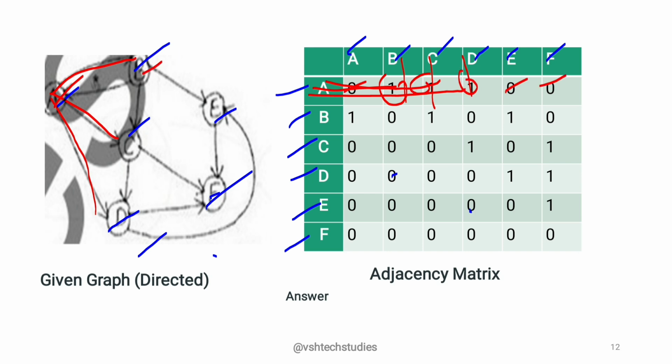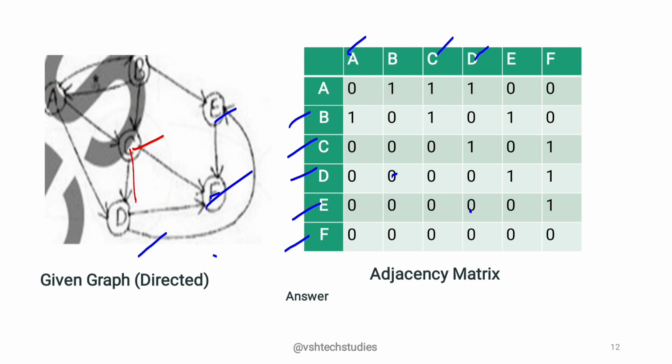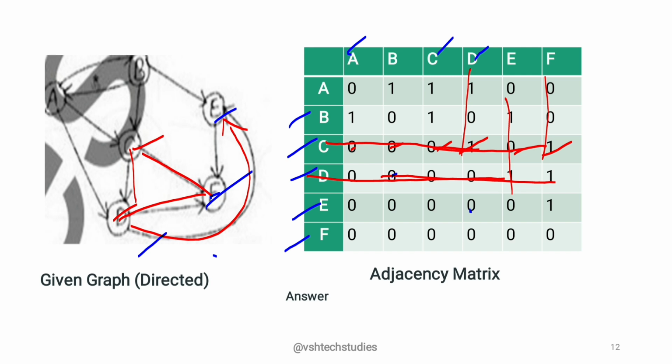Similarly for vertex B, B to A connection is there, B to C connection is there, B to E connection is there. So B to A, B to C, B to E. Only there 1 is filled. For C, C to D and C to F connections are there. Hence C to D, C to F. Only those places are filled with 1, remaining places 0. And for D, D to F is there, D to E is there. So D to E, D to F. Only there 1 is filled.